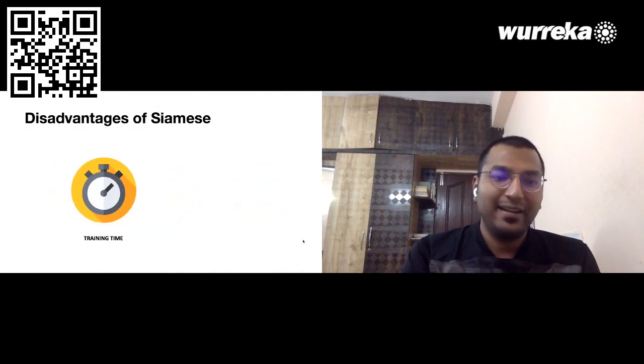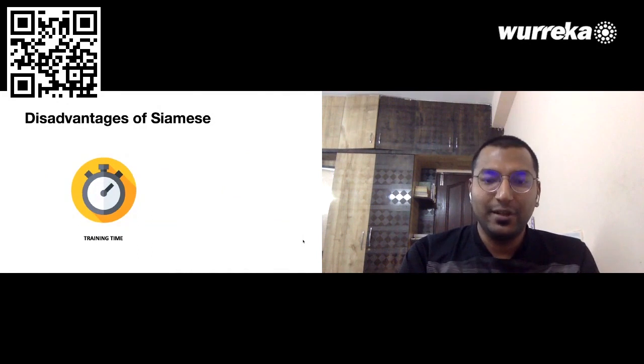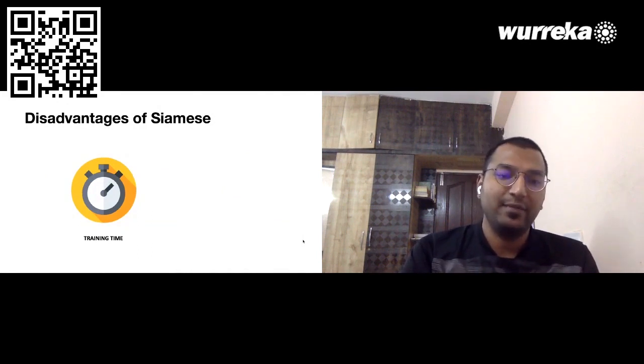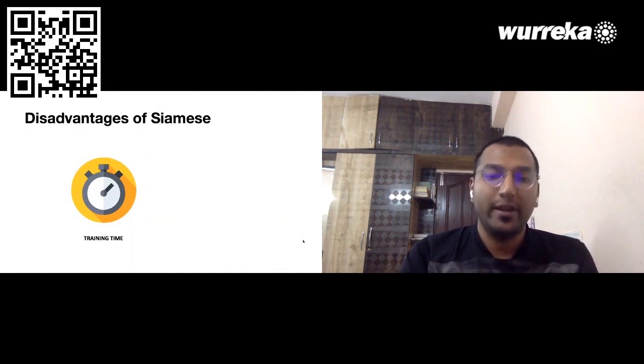And obviously, every technique has its own disadvantages. As the CMS network involves quadratic pairs while creating the training data set itself, it is slower than the normal classification type of learning, which is point-wise learning, because there, one example is one image. Here, one example is a pair. So that's how it is.